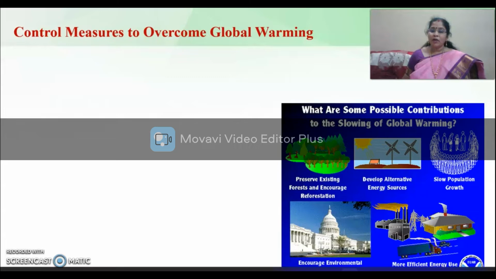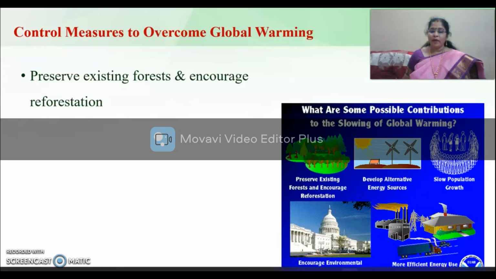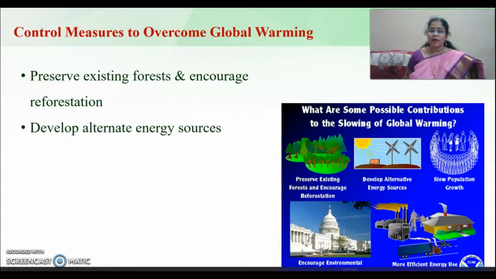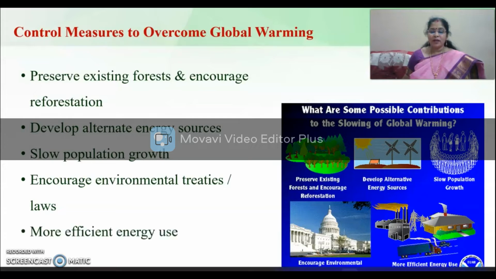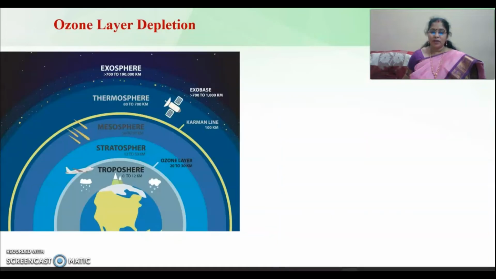How are we going to control global warming? Preserve existing forests and encourage reforestation. Wherever we have cut down a tree, we have to plant trees two or three times over. Develop alternative energy resources instead of simply depending upon fossil fuel. Slow the population growth. Encourage environmental treaties and laws, and more efficient energy usage.